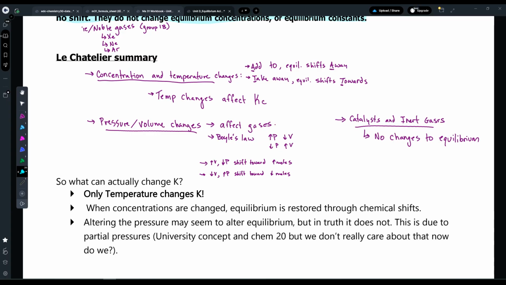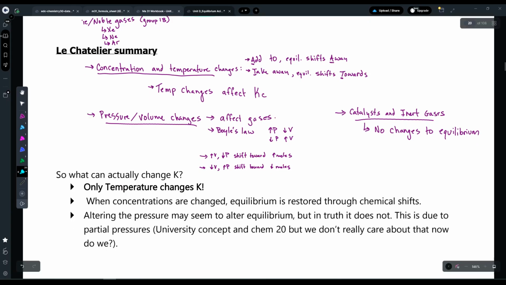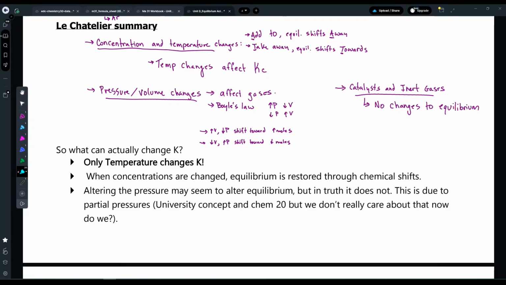And you need to be able to say which way the equilibrium is going to shift, whether products or reactants are favored, what's happening to the concentrations of reactants and products, whether your equilibrium constant changes at all. You need to know all of that and be able to apply your knowledge with that. So remember, the only thing that can actually change your equilibrium constant is temperature.